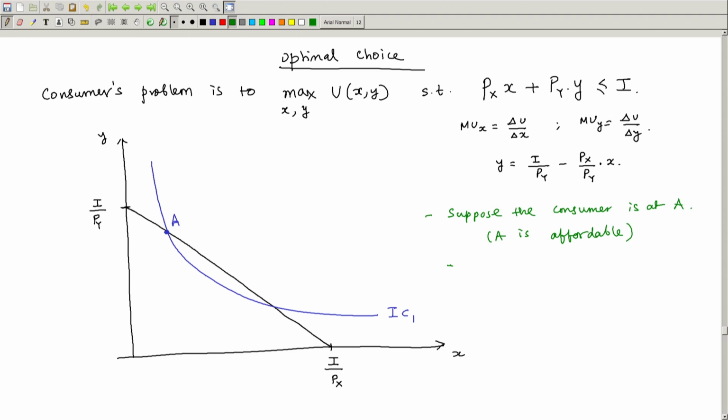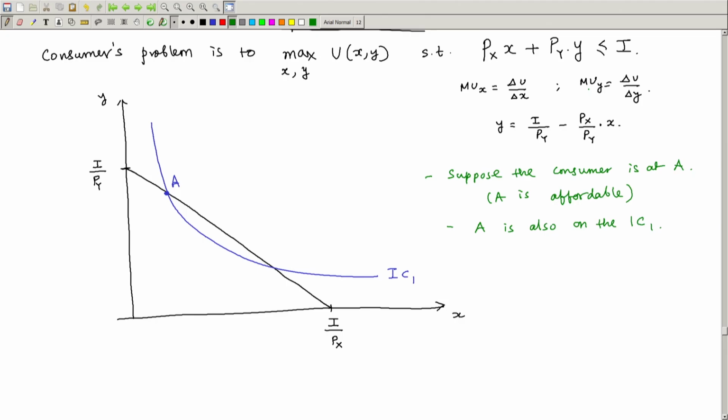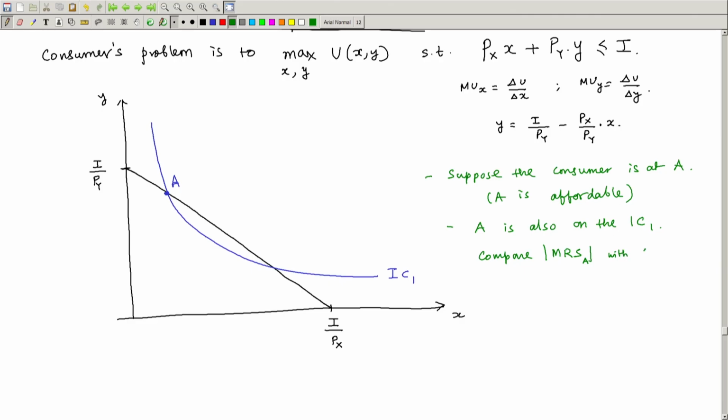The other thing that we note here is that A is also on the indifference curve IC1. Since it's on the indifference curve and on the budget line, I want to compare the slope of the indifference curve at A with the slope of the budget line. So we want to compare the MRS at A. I want to compute the absolute value of MRS at A, which is the slope of the indifference curve at A, because recall, MRS is the amount of good y that the consumer is willing to give up to get one more unit of good x. I want to compare this with the slope of the budget line. I'll write BL to denote the budget line.